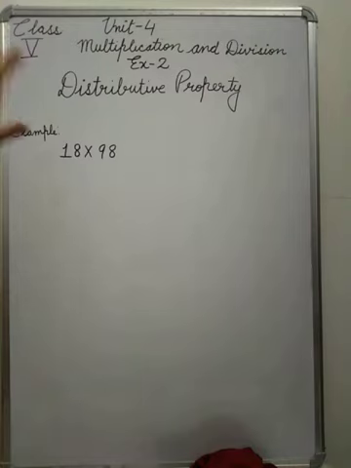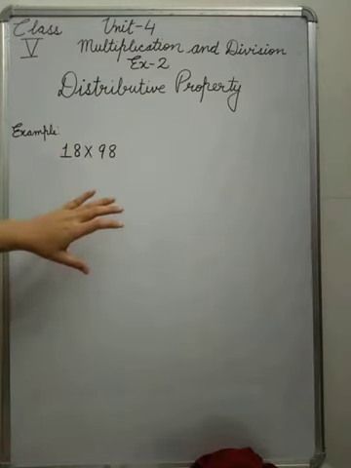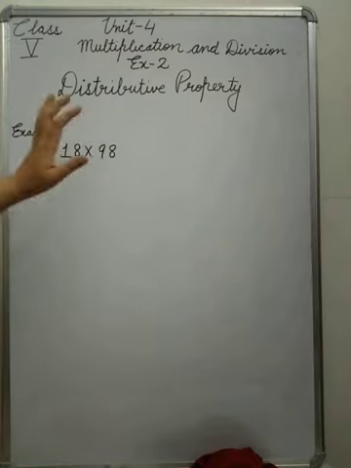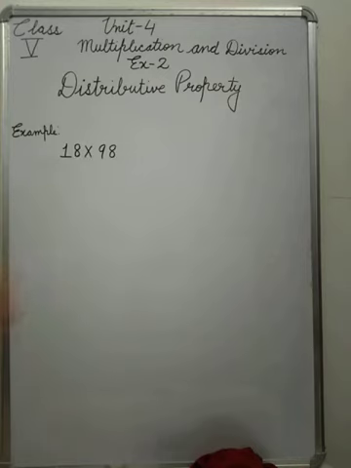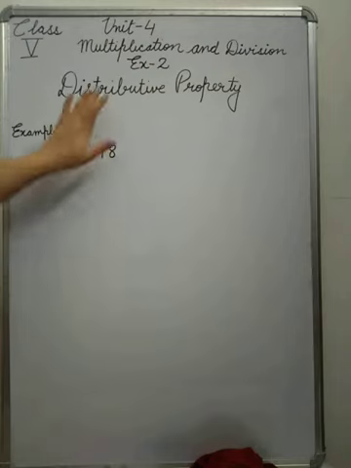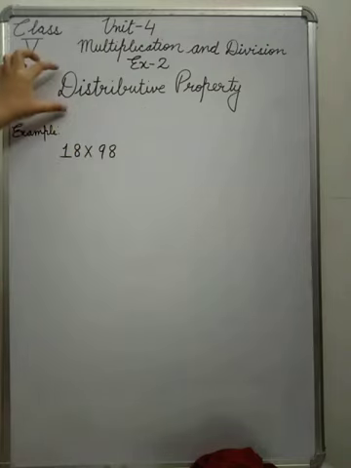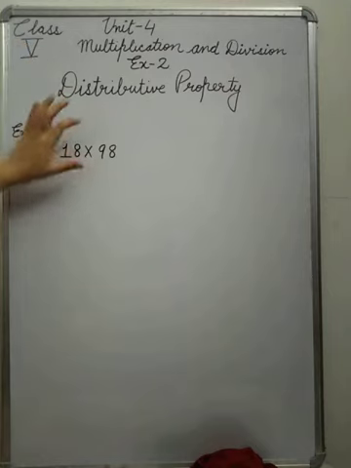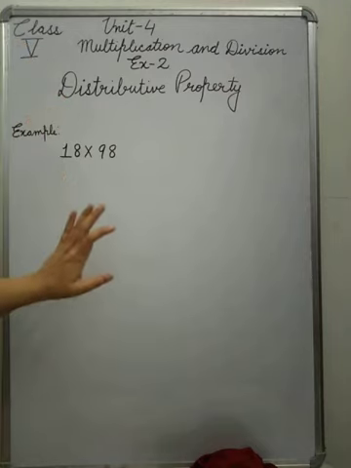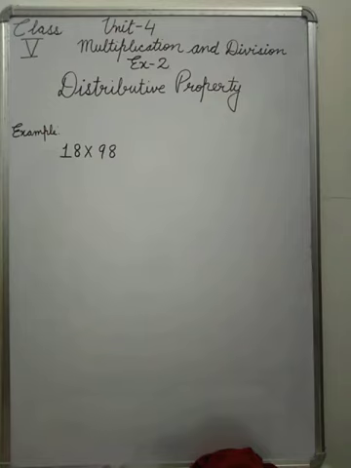When we divide the bigger number into smaller ones, it helps us multiply easily. See here, I am giving you a simple example to understand the concept of distributive property. This property is used to make the multiplication easy. Okay, now see how it will make it easy.